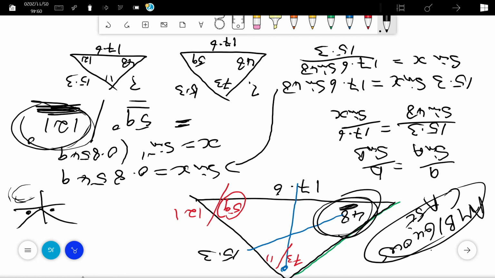Okay, so what you need now is lots and lots of practice using these triangles and stuff like that. And there are some nice questions.